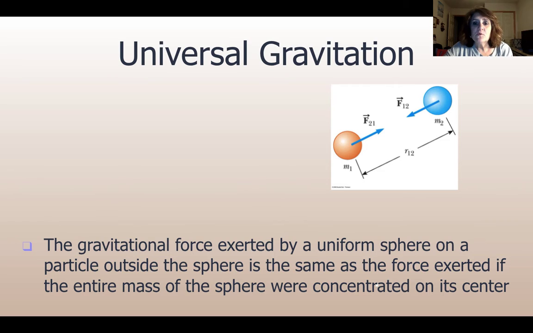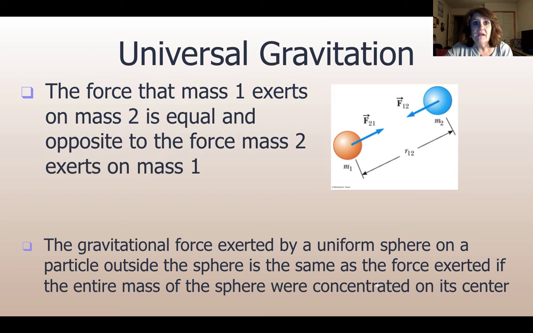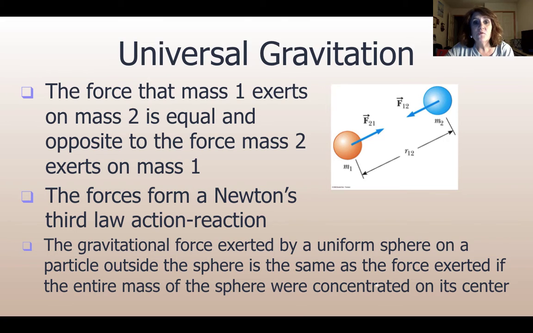The gravitational force exerted by a uniform sphere on a particle outside of the sphere is the same as if the entire mass of the sphere were concentrated at its center, meaning that the force that mass 1 exerts on mass 2 is equal and opposite to the force mass 2 exerts on mass 1. The forces form a Newton's third law action-reaction pair.